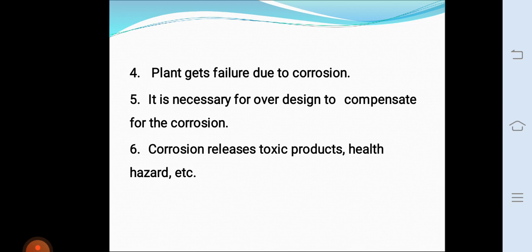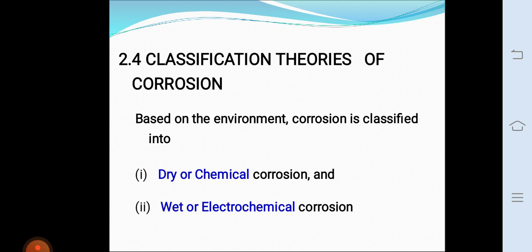Now the classification or theories of corrosion. Based on the environment, corrosion is classified into dry or chemical corrosion and wet or electrochemical corrosion. Dry or chemical corrosion is due to the attack of metal surfaces by atmospheric gases such as oxygen, hydrogen sulfide, sulfur dioxide, nitrogen, etc. There are three main types of dry corrosion. One is oxidation corrosion, second one is corrosion by hydrogen, third one is liquid metal corrosion.